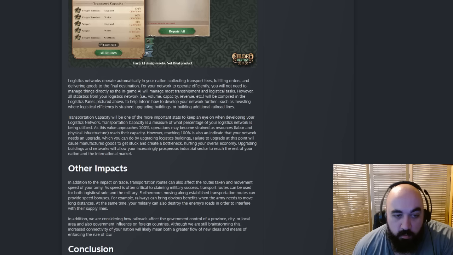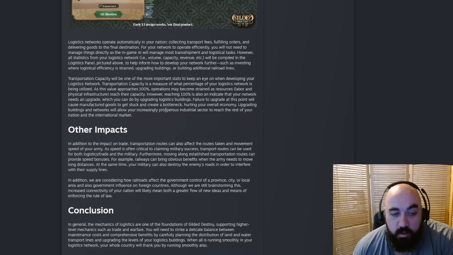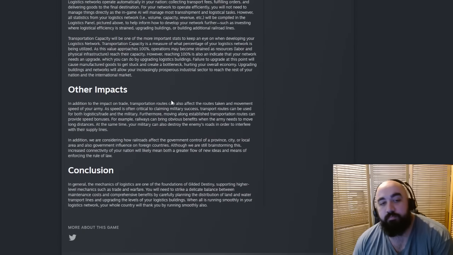Failure to upgrade at this point will cause manufactured goods to get stuck and create a bottleneck, hurting your overall economy. Upgrading your buildings and networks will allow your increasingly prosperous industrial sector to reach the rest of your nation and the international markets. Okay.